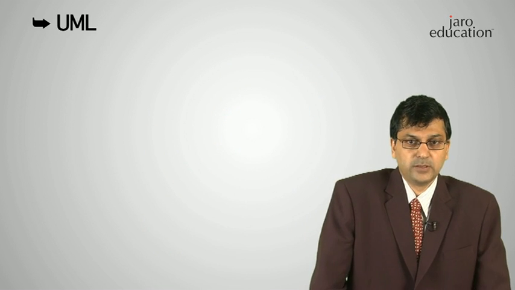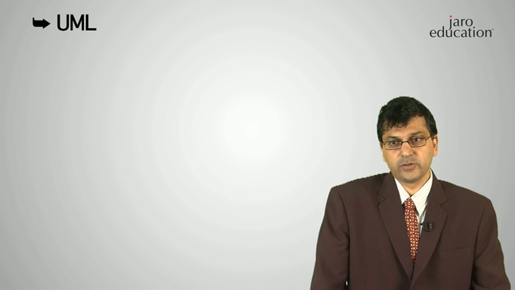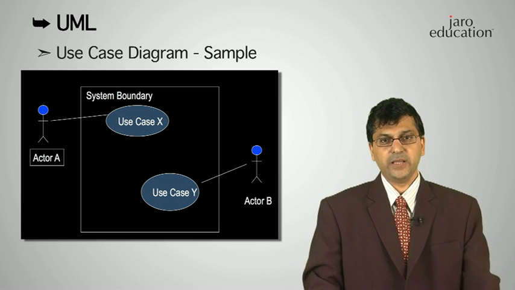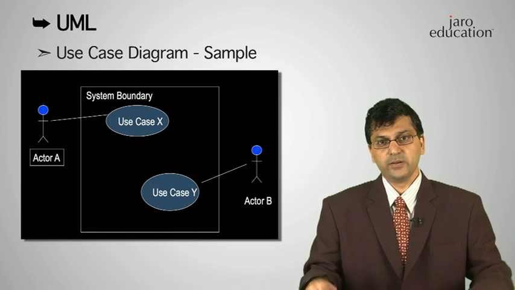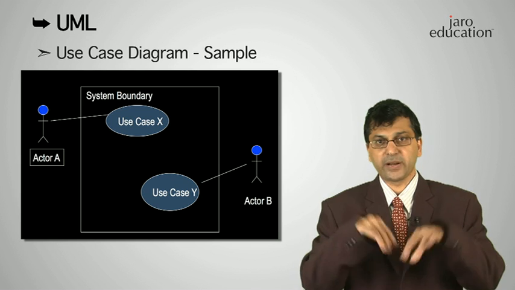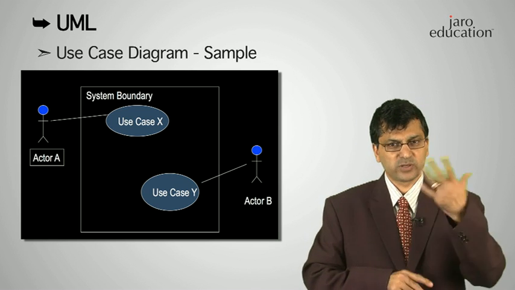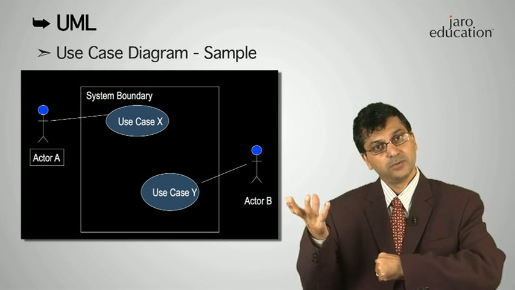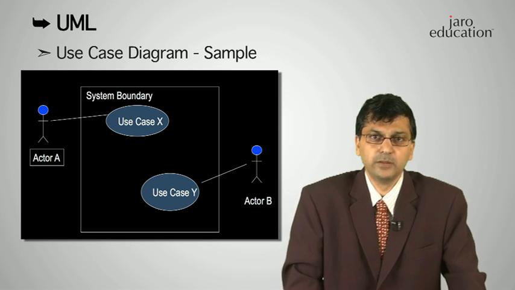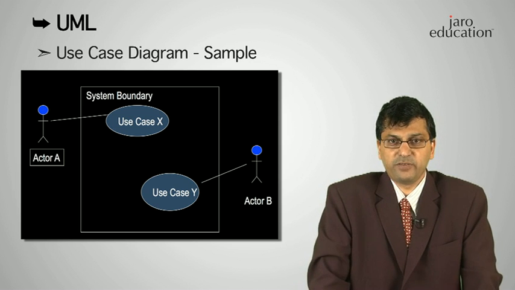A simple use case diagram to demonstrate how it is used. So you have actor A and actor B, then there is a system boundary, and all the use cases within that system are depicted using an oval shape within the system boundary. So use case X, use case Y, login, place order, these could be sample use cases, and actor A and B are different types of actors.